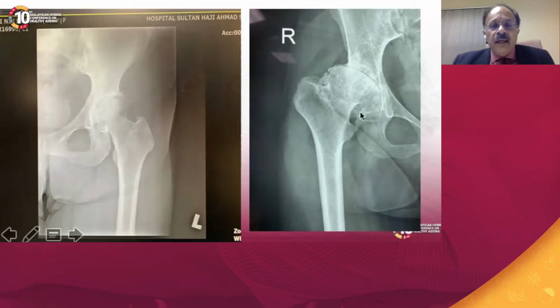On the right side, you see how flattened around the hip has become. The hip joint has become, the head has become almost like an oblong hip with a lot of osteophytes. And look how narrow the joint space is. This is literally bone-on-bone articulation and causes severe pain, all right? So that's an arthritic hip joint.